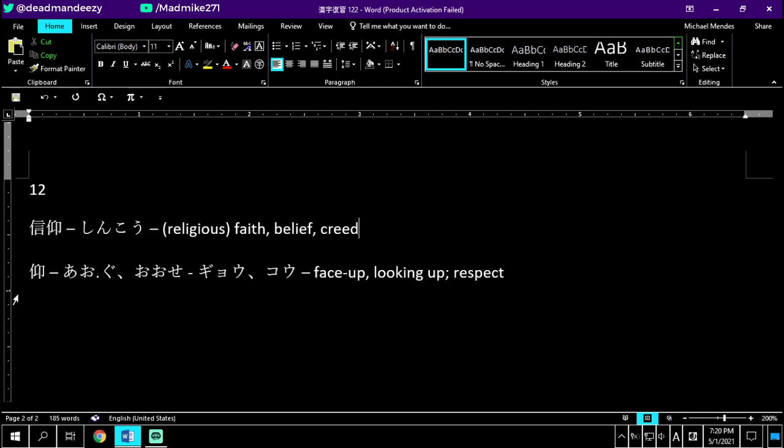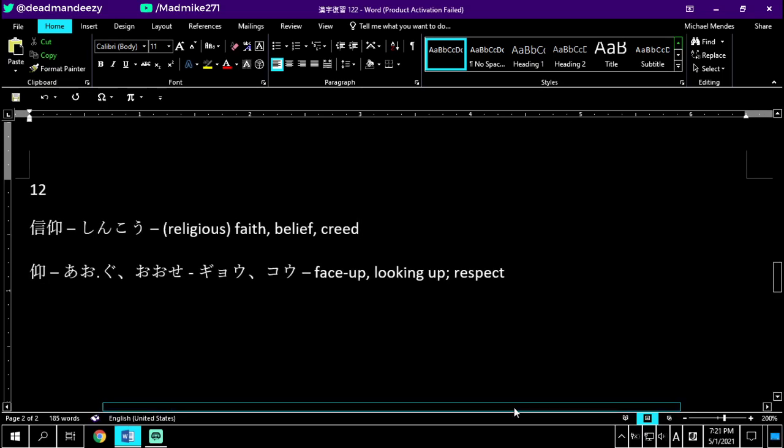Face up or look up. Face up, look up, or respect. Look up. Ose, aogu. Yo or ko. Faith, belief, or shinko. All right, now at the end of each study lesson, we're going to go back to the top, make sure we've got everything.